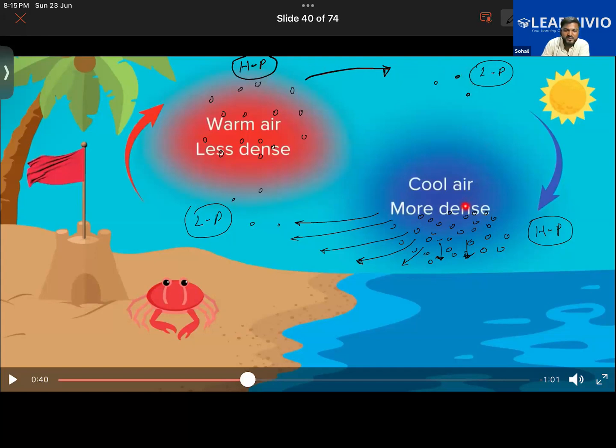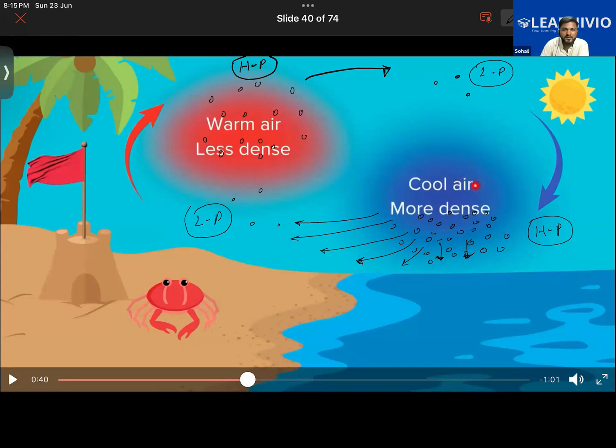And near the ground and near the water body, air is moving from high pressure to low pressure, like this. So a continuous cycle goes on during the day.